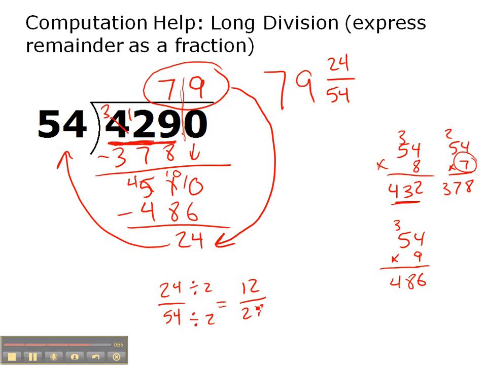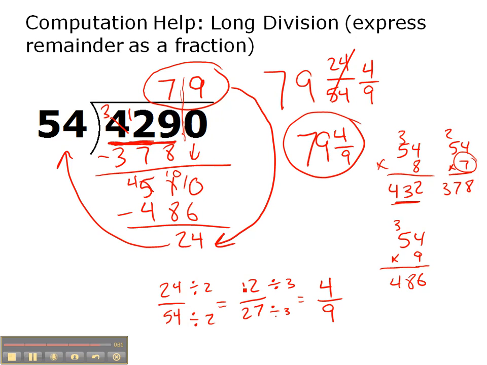And I see that I have another common factor, 3. These are both divisible by 3. So 12 divided by 3 is 4. And 27 divided by 3 is 9. And that's simplest form. So we've simplified this fraction, we haven't changed it at all. We've simplified it to 4/9. So our answer is 79 and 4/9.